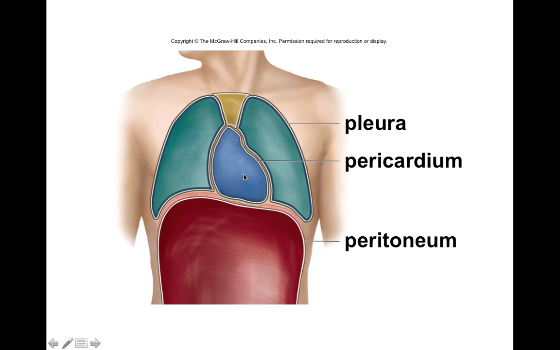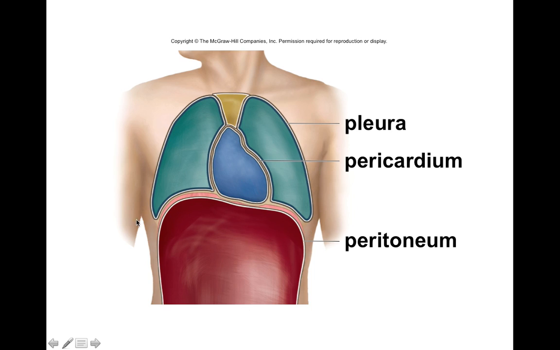And then you have the pericardium, which is peri, surrounding, cardi, meaning heart. Surrounding the heart is the membrane called the pericardium. And then surrounding this entire cavity of the thorax will be your pleural membrane, or pleura. Then there's your diaphragm, which is in pink here, that sort of separates that thoracic cavity from your abdominal cavity.